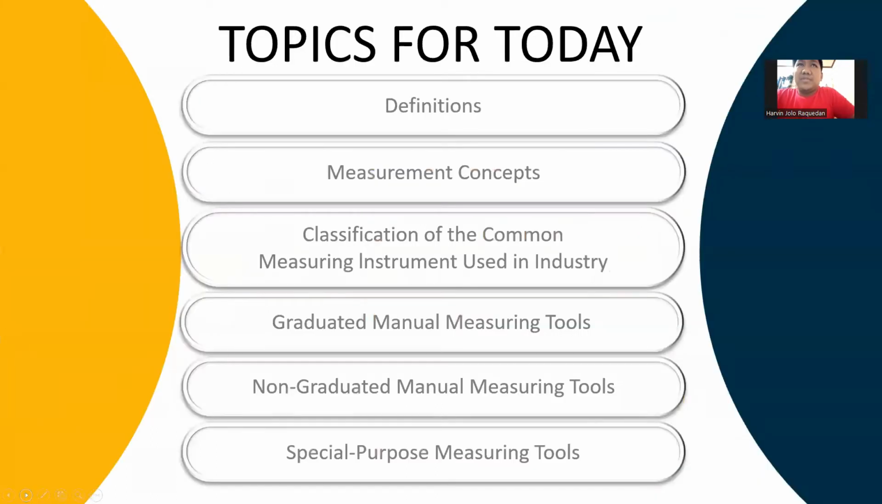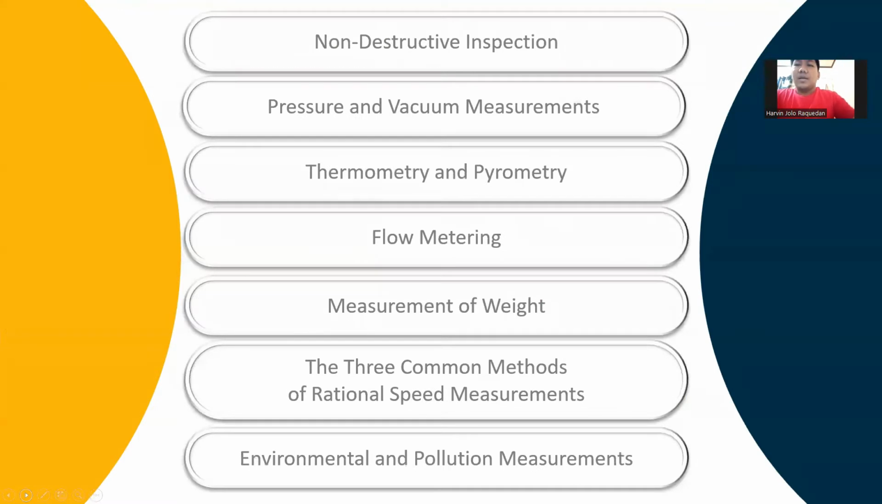For our topic today, we have definitions, measurement concepts, classifications of the common measuring instruments used in industry, graduated manual measuring tools, non-graduated manual measuring tools, special purpose measuring tools, non-destructive inspection, pressure and vacuum measurements, thermometry and pyrometry, flow metering, measurement of weight, the three common methods of rotational speed measurements, and the environmental and pollution measurements.